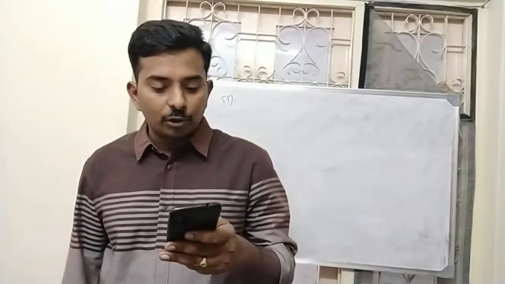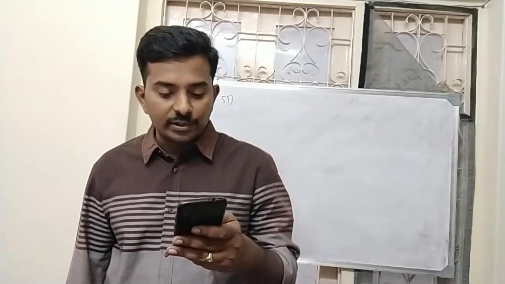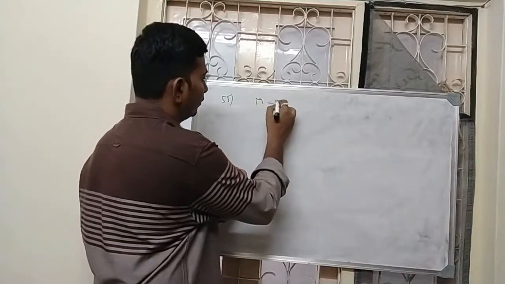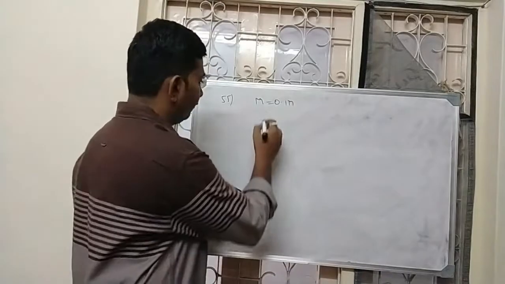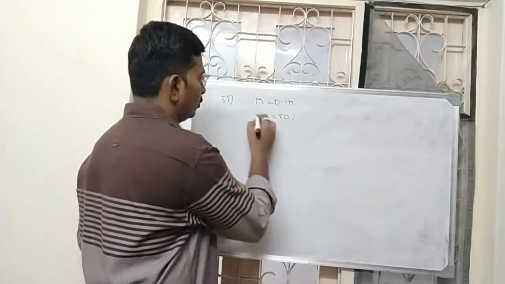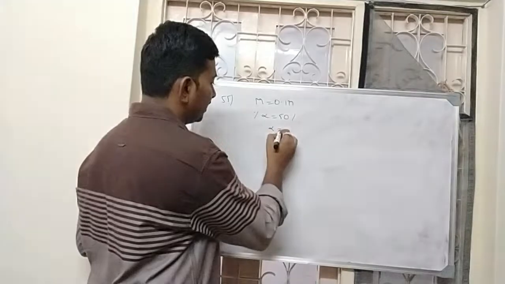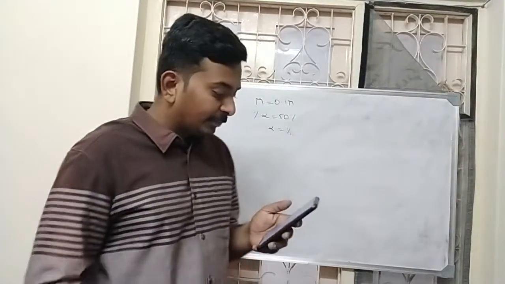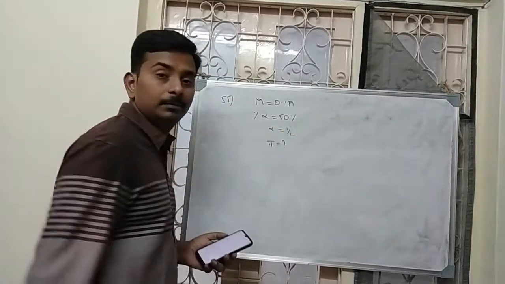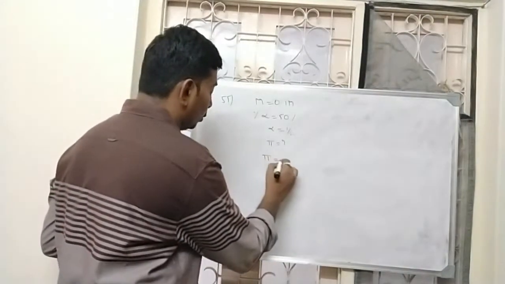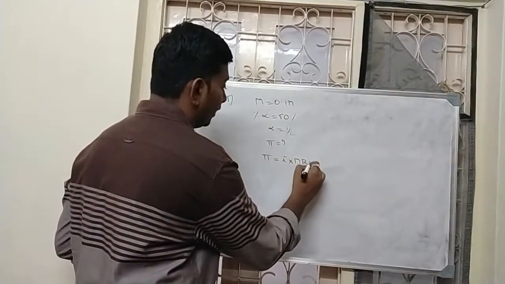A decimolar solution of potassium ferrocyanide is 50% dissociated at 300 Kelvin. The osmotic pressure of the solution is? The concentration is given as decimolar, that is 0.1 molar. The alpha value is 50% dissociated, so the percentage of alpha is 50%, that means the value of alpha will be half. They are asking the osmotic pressure of the solution, so we need to calculate it. Osmotic pressure is equal to i into MRT.